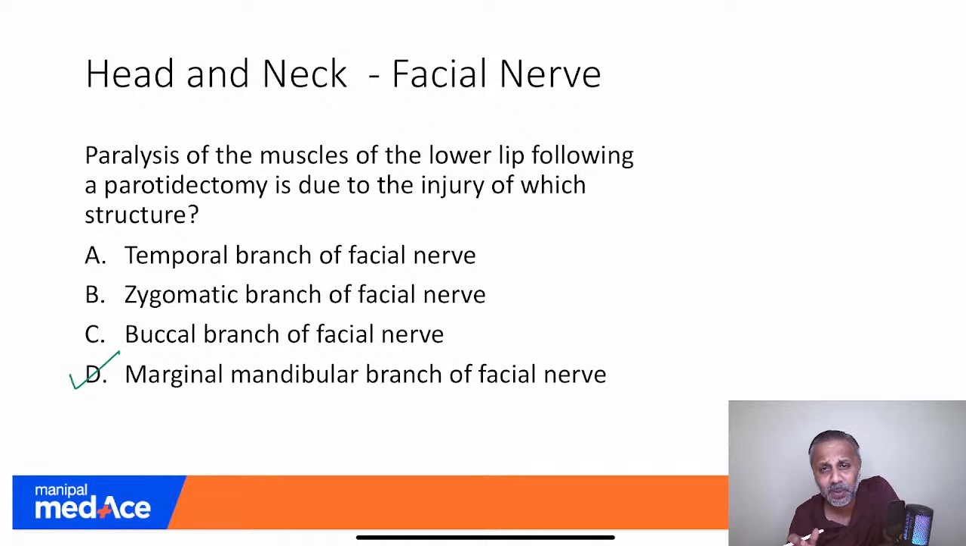And other concepts you may want to remember: what is the foramen through which the facial nerve comes out? It is the stylomastoid foramen. And with stylomastoid foramen, one more thing you may want to remember is that one of the important branches of facial nerve is the chorda tympani, right? Now chorda tympani does not come out through the stylomastoid foramen. Instead, it comes out through a fissure called the petrotympanic fissure.